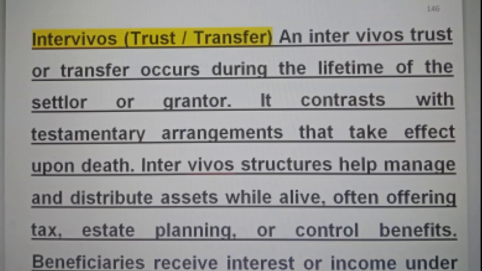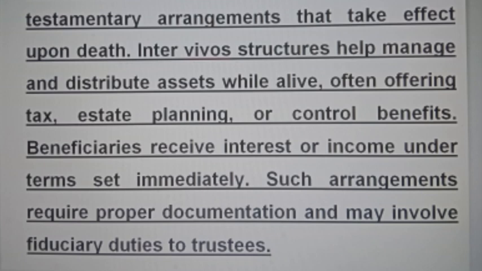Inter vivos structures help manage and distribute assets while alive, often offering tax, estate planning, or controlled benefits. Beneficiaries receive interest or income under terms set immediately. Such arrangements require proper documentation and may involve fiduciary duties to trustees.